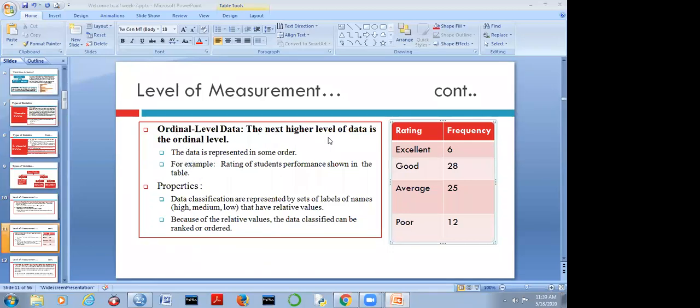Ordinal level data, the next highest level of data, is ordinal level. Data is represented in some order. Ordinal data में हमेशा the data is always in some order. For example, rating of student performance shown in the table. Properties क्या है? What are the properties? Data classification is represented by a set of label names, high, medium, low, that have relative value. Because of the relative value, the data classified can be ranked or ordered.